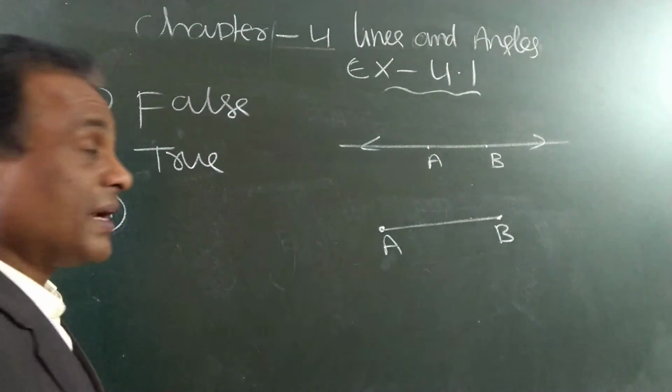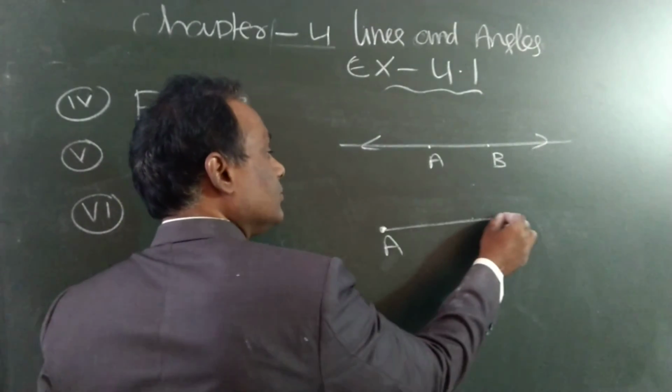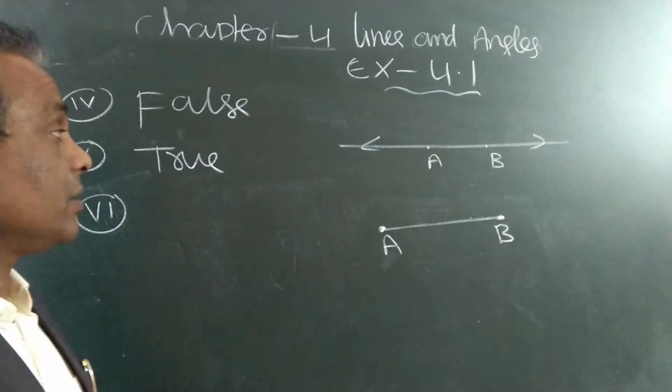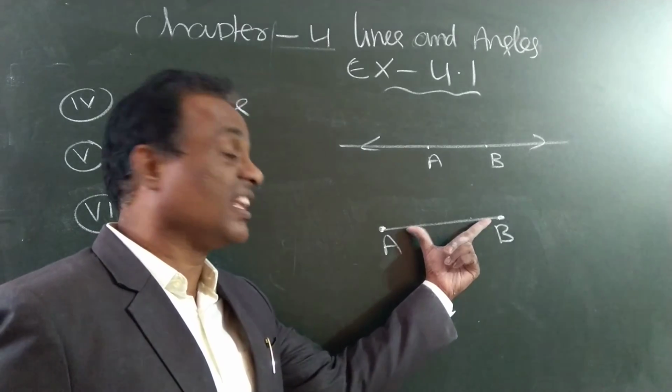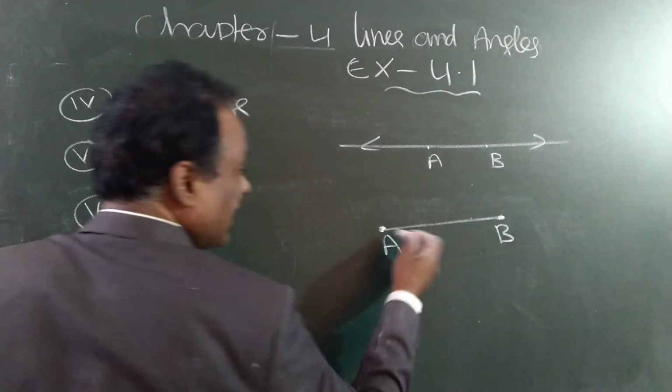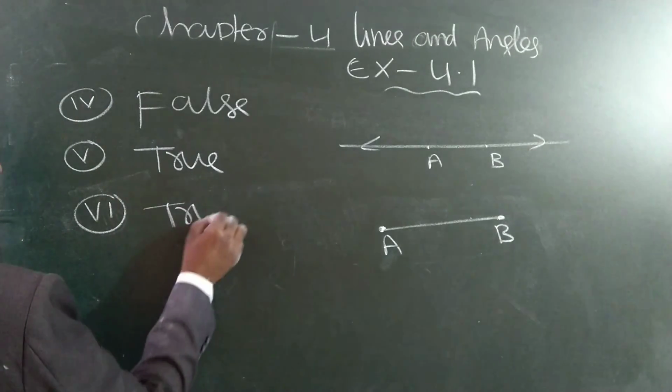To draw a line segment, definitely we require 2 points. Two points are needed to draw the line segment. A line segment means there will be 2 points on it. This is the line segment. So 2 distinct points are required for the line segment. So true.